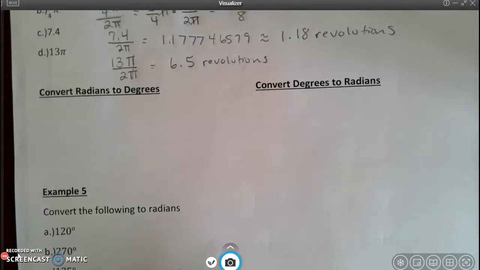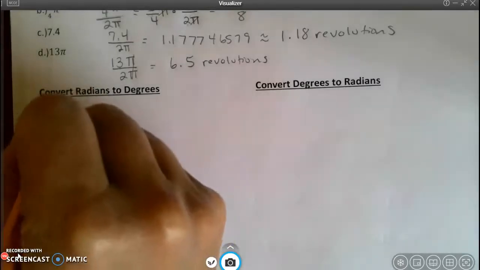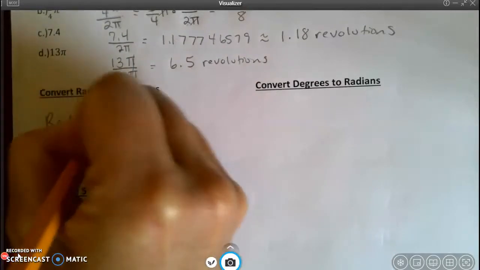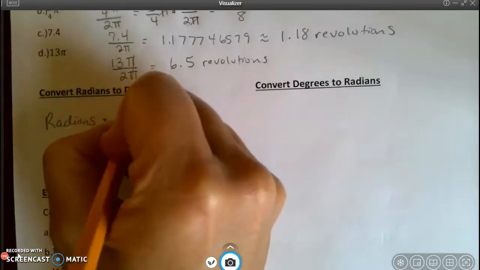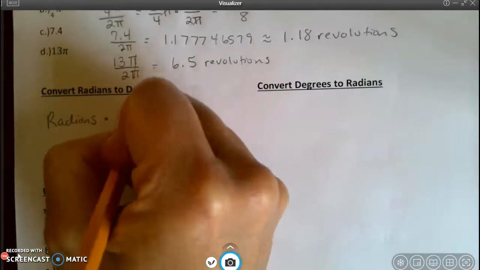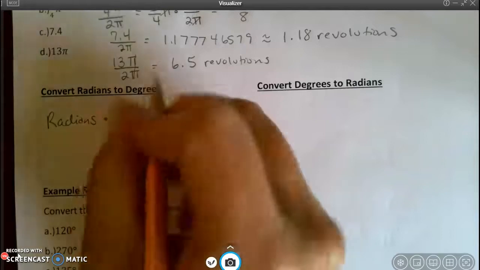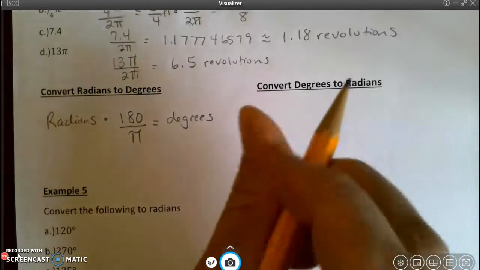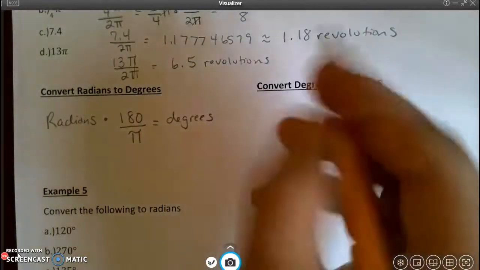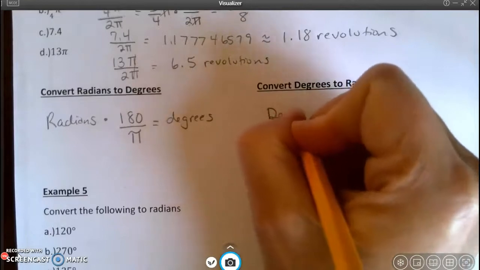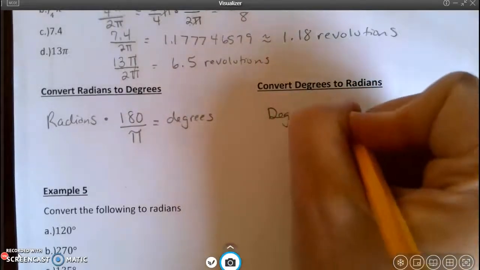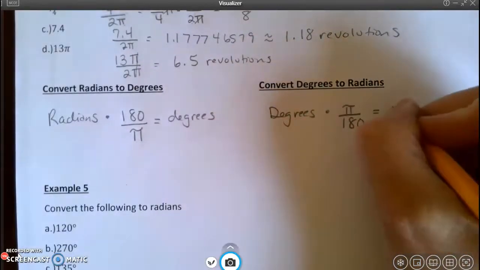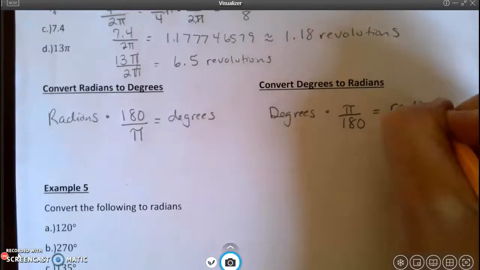Whenever you're converting, if you're converting from radians to degrees, you take your radians and you multiply by 180 divided by pi. And that will give you degrees. When you're converting from degrees to radians, we start with degrees and we multiply by pi over 180, and that will give me my radians.